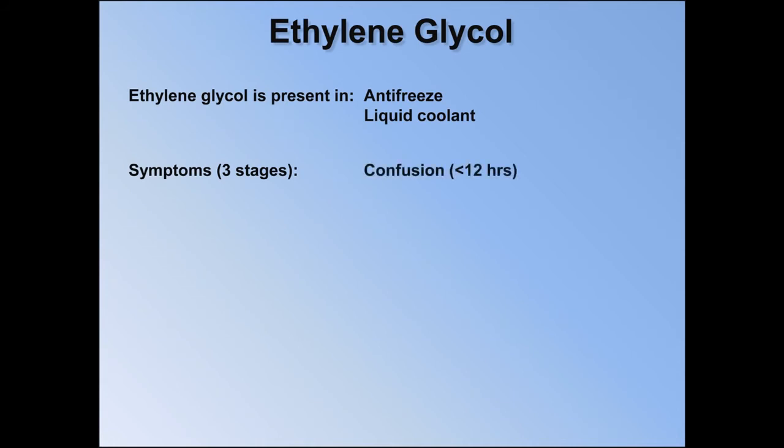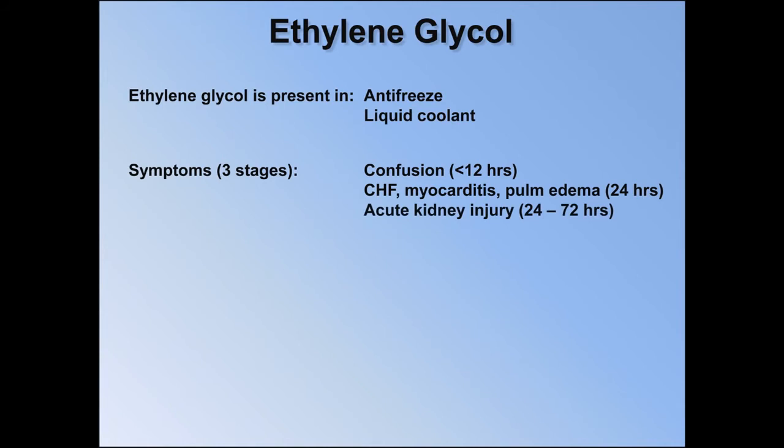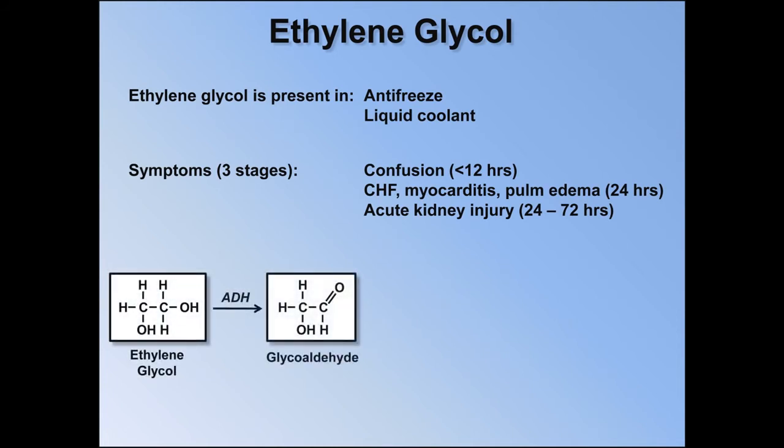First comes confusion within 12 hours of ingestion. Heart failure, myocarditis, and pulmonary edema develop at about 24 hours. And acute kidney injury occurs 24 to 72 hours after ingestion. The first step in ethylene glycol metabolism is oxidation by alcohol dehydrogenase. In this circumstance, the result is glycoaldehyde.